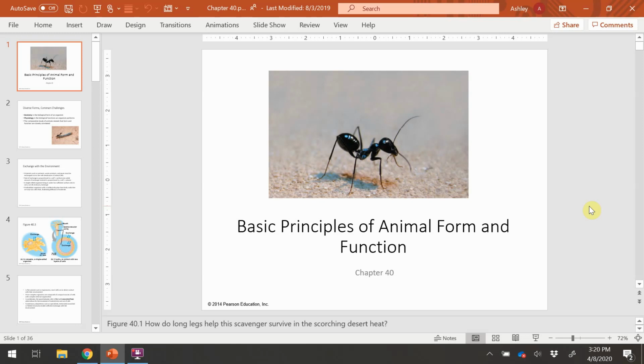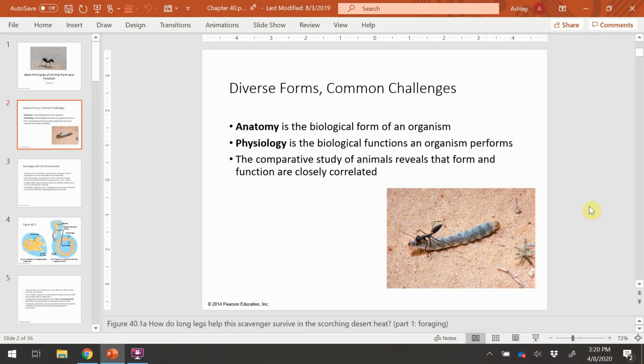In this chapter, we look at basic principles of animal form and function, which essentially is looking at how animal organs, organ systems, and tissues all function together. Starting out, we want to take a look at some common themes, one of which is anatomy. Anatomy is defined as the biological form of an organism. So that's going to be the structure, how it's built, how it's put together.